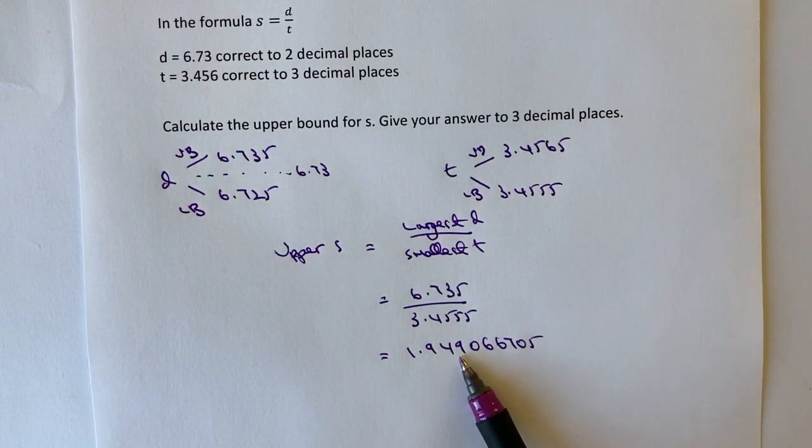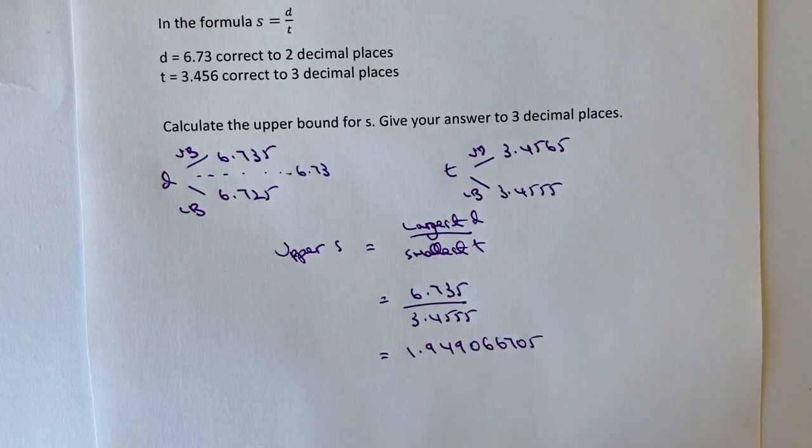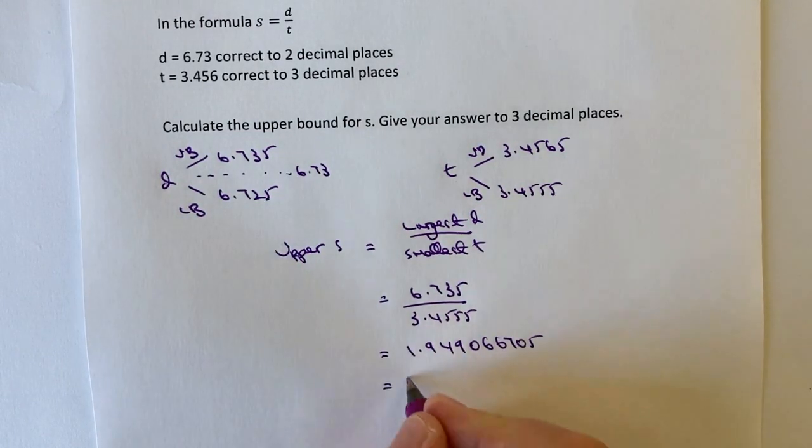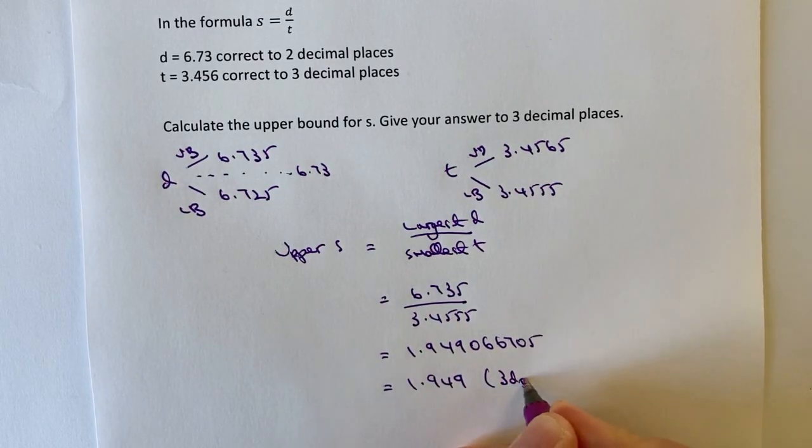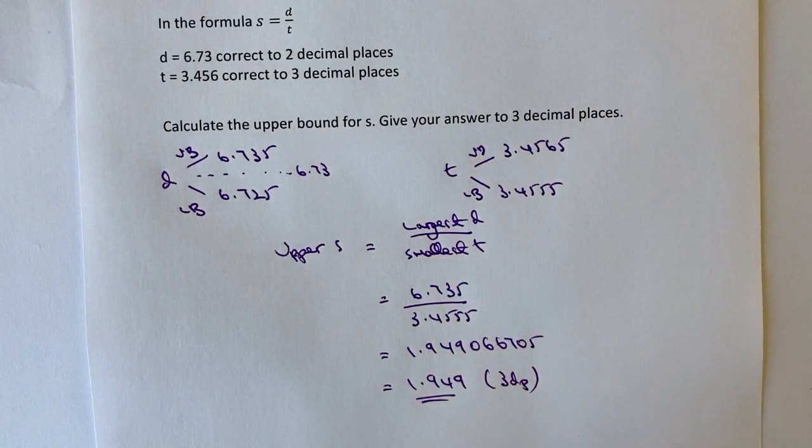Well, the third decimal place is 9. That's not going to change because there's only a 0 afterwards. So to 3 dp, it would be 1.949. And that would be the answer to this particular question.